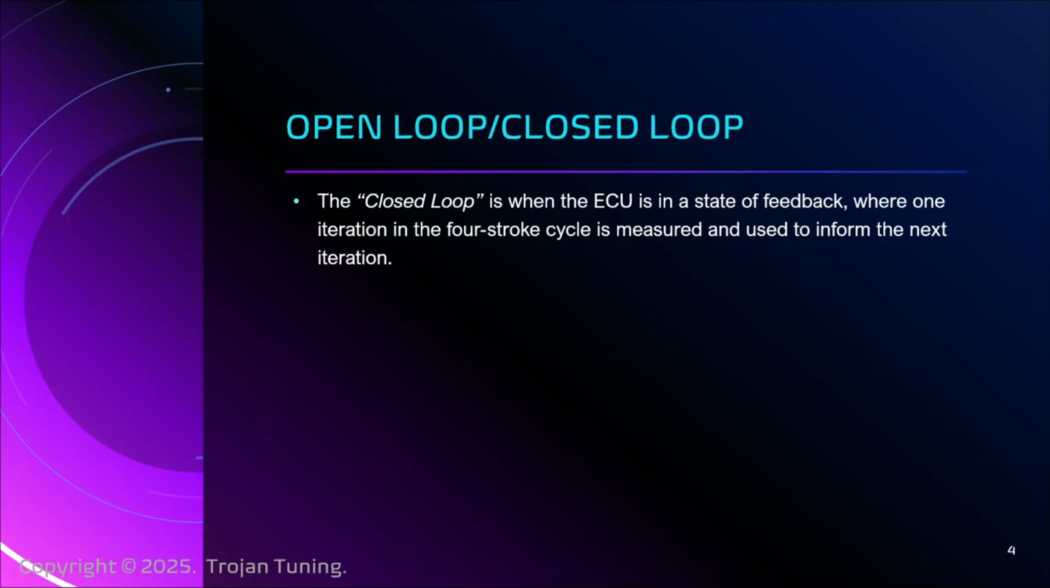Closed loop is a state where the ECU is in a state of feedback. From one iteration in the four-stroke cycle to the next, it is measuring all of the inputs that are going into that iteration, and then the combustion event happens, and then through the miracle of oxygen sensors, the ECU can understand any byproducts left over post-combustion. And this measurement, this small delta, allows it to understand, was I 3%, 5%, 8% off in what I was hoping to see? And if so, let's add a modifier to the next cycle.